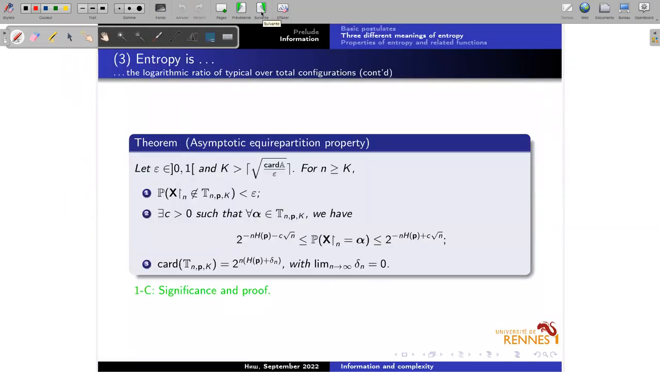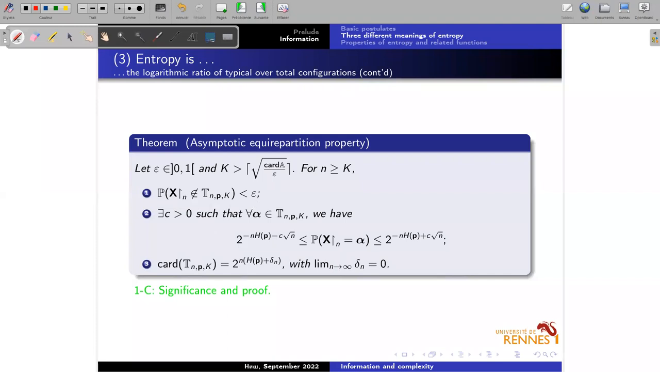So that's a very important theorem. It is called the asymptotic equipartition property. So it says the following thing. If I am choosing some epsilon, strictly larger than zero and strictly less than one, and some k that is an integer that is bounded below by the square root of the cardinality of A, that's just technical. Then for all n sufficiently large, so larger than k, the probability that this random sequence is not typical can be made arbitrarily small.